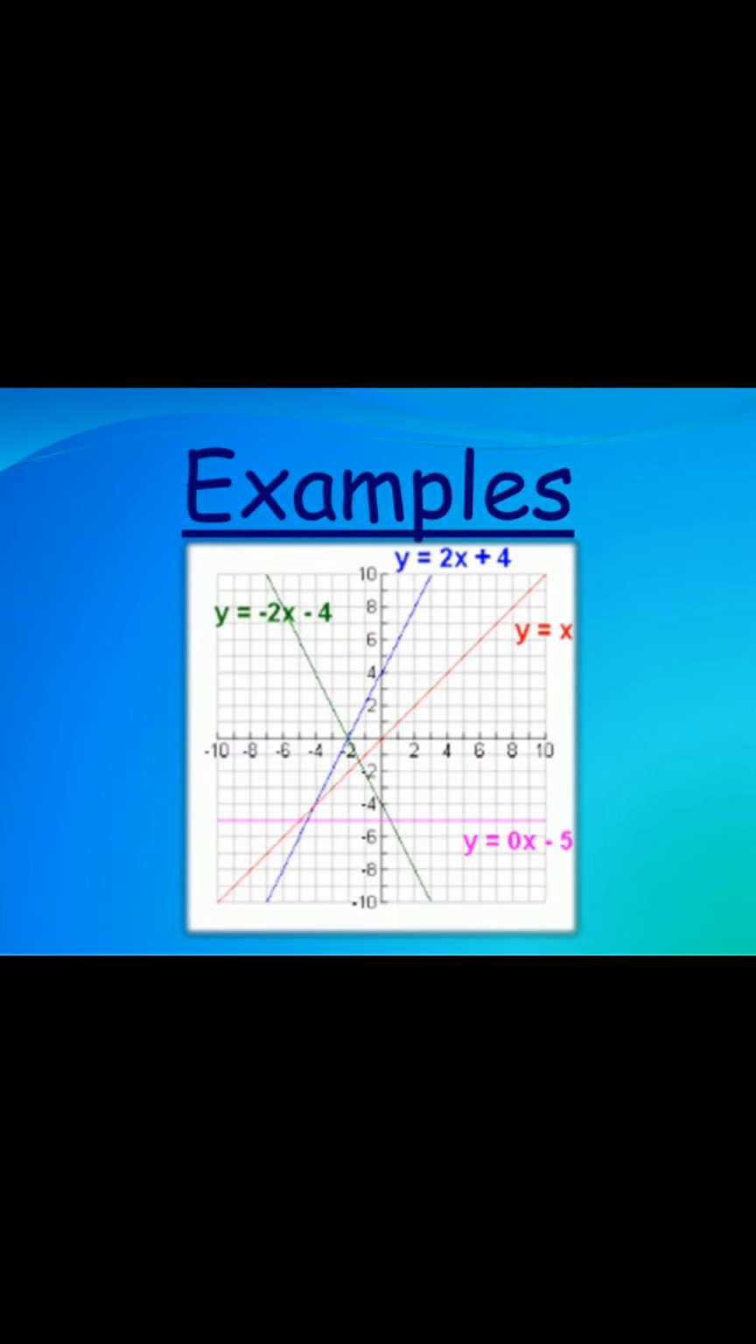You can see some more examples here. Green line is of the line y is equal to minus 2x minus 4. Pink line is y is equal to 0x minus 5. You can see if y is equal to minus 5 means there is no x in the pink line. So it is parallel to x-axis. If x is equal to 0, then the line will be parallel to y-axis.